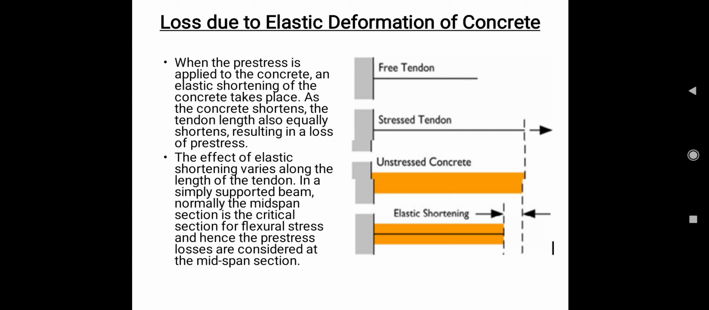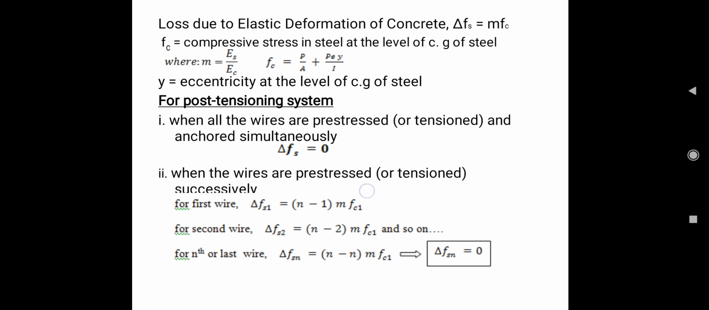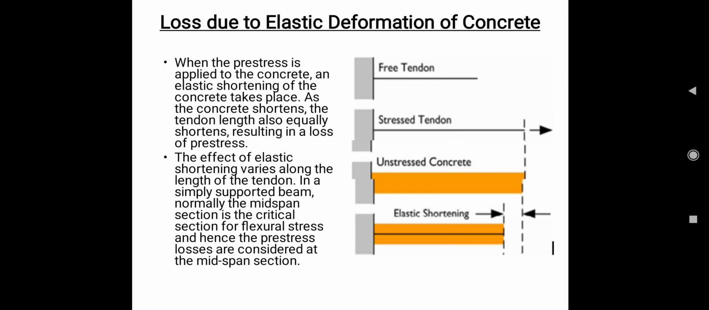So here, after applying the concrete for the tensioned member, it is anchored at both the ends. After applying the concrete, both ends, this end and this end, are anchored using wedges. There are different methods for anchoring, so using any one of the methods, both the ends are anchored through wedges.